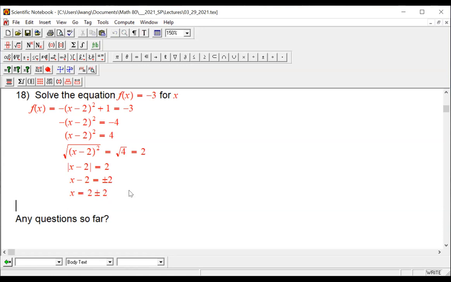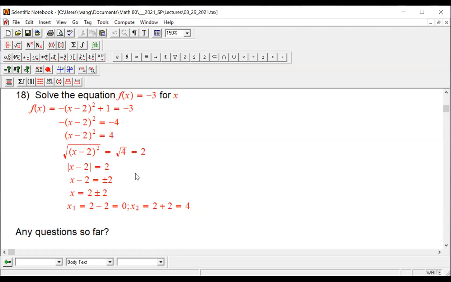Have two numbers here. x sub one is two minus two, that's a zero, right? And x sub two equals two plus two, that's gonna be four. So the point of intersection, okay? What is the point of intersection?